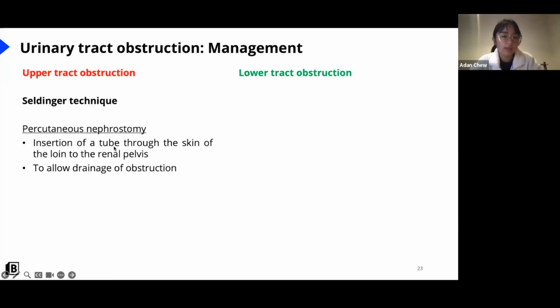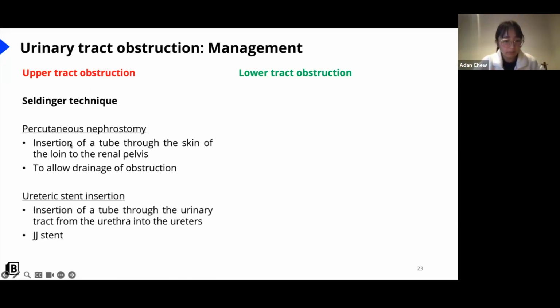There's percutaneous nephrostomy. So you basically poke a hole in the skin in your flank that goes into the renal pelvis, which allows you to drain the obstruction. There's also ureteric stent insertion. So you go from the urinary tract from bottom to up into the ureters. It's also called a JJ stent for some reason.